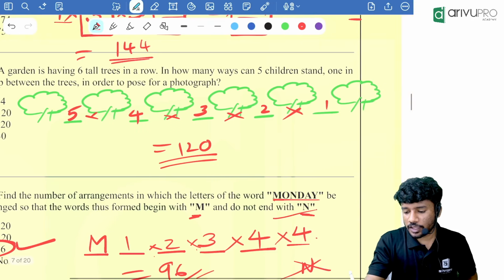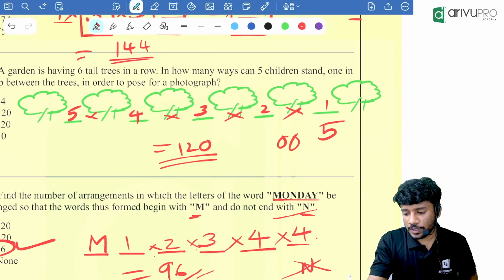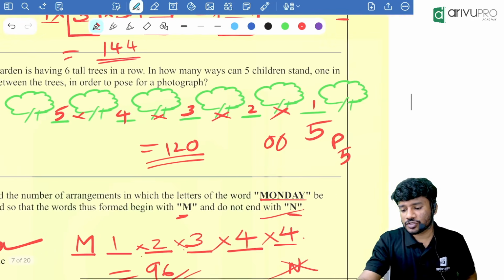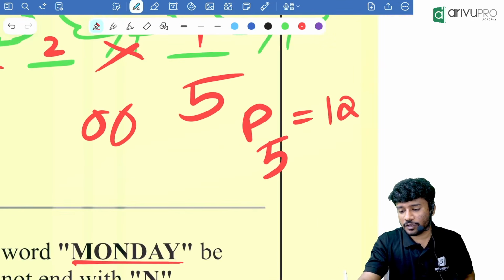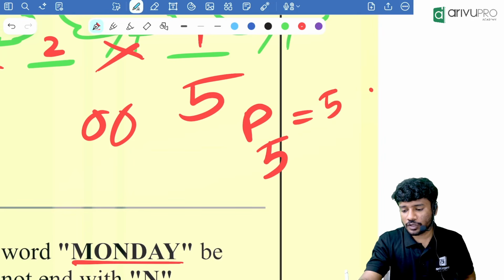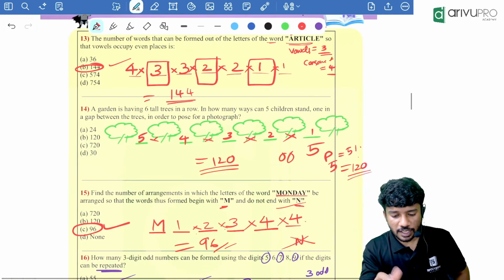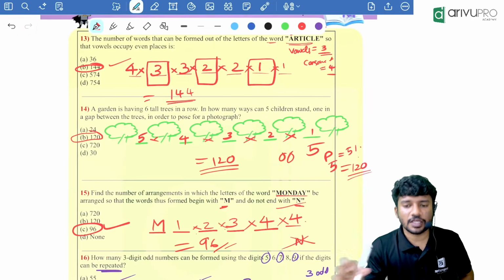120. Or you will write it in which way? 5 people, 5 vacant places. Number of arrangements is 5P5. That is what? 5 factorial. Or we can write it as what? 120. Which option is the answer, people? Option B is the answer.